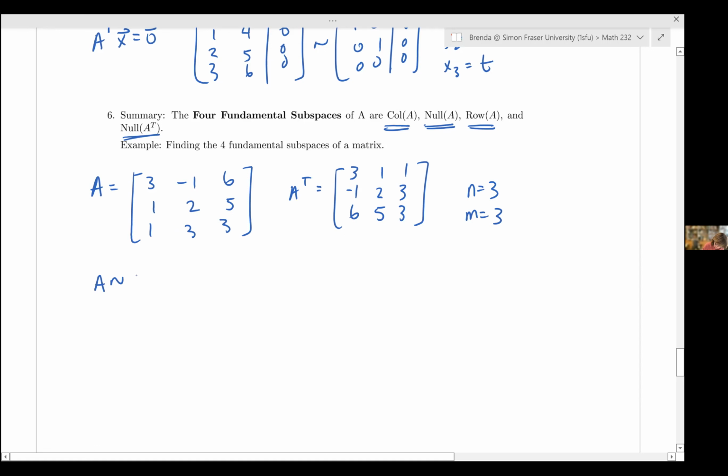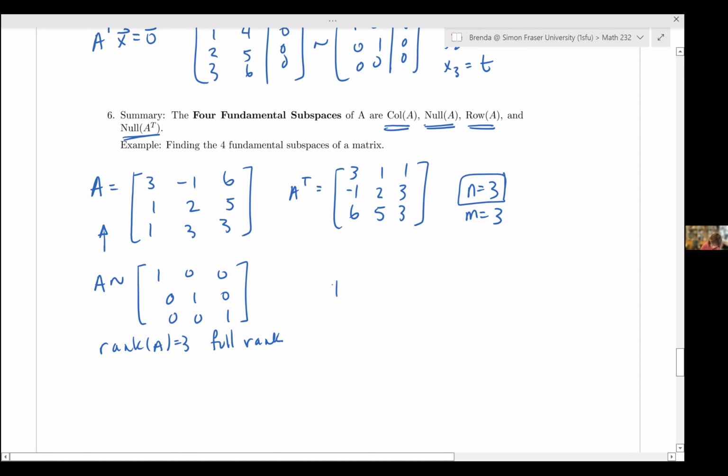I row reduce A. So I'm row reducing this matrix right above here. I row reduce that, I get the identity matrix. So the rank of A is 3. It's what we would call a full rank matrix. Full rank, which means that the rank is equal to n. Okay, it's the maximum that it could be. So that means we can now answer a whole bunch of stuff.